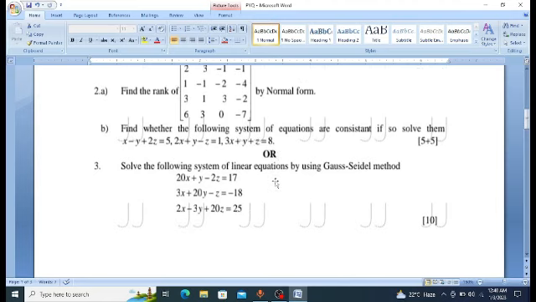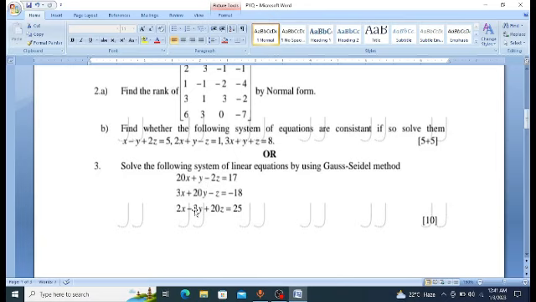And next we have the question here: solve the following system of equations by using the Gauss-Seidel iteration method. A similar type of question I have explained in my previous video, and this question has appeared in the external examination.